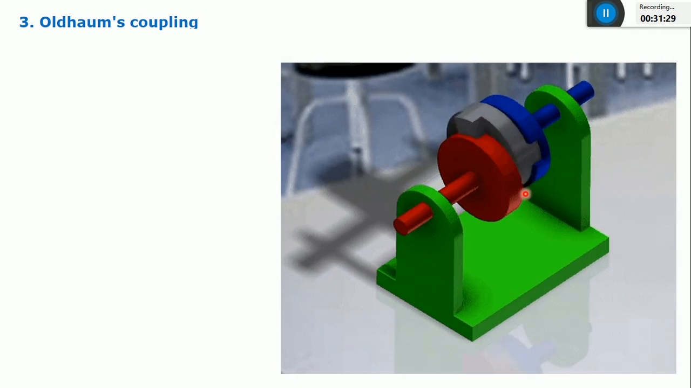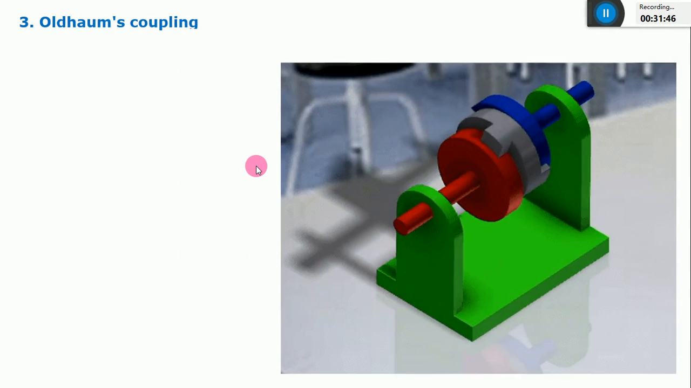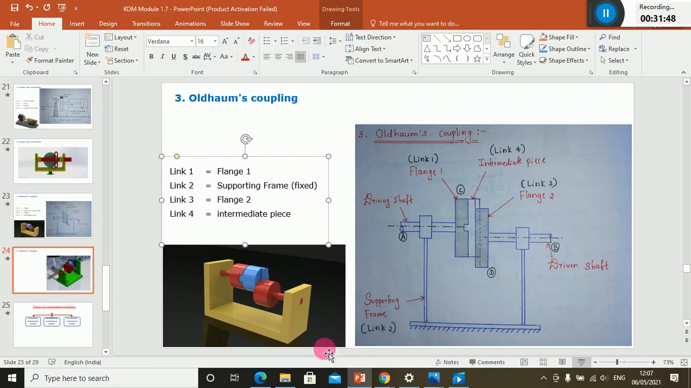That is known as the intermediate piece. In this way you're going to couple both the parallel shafts, which have a small distance between them, so that you can transfer the rotary motion from the turbine to the generator. This is the example of an Oldham's coupling, and if you want the animated video, I can show the animated video also.